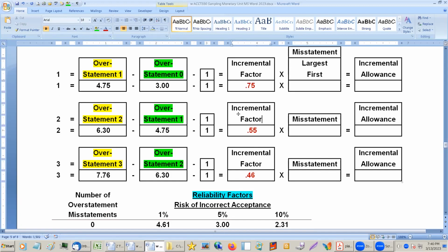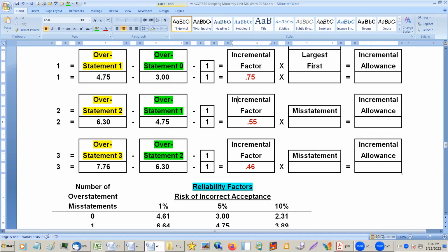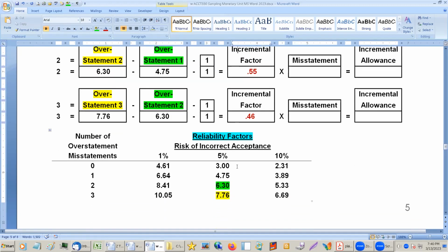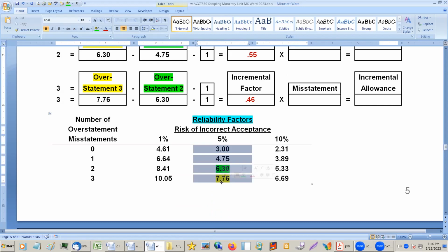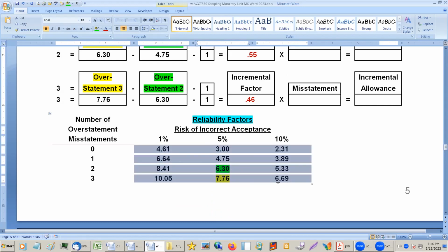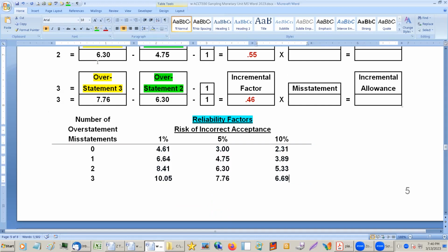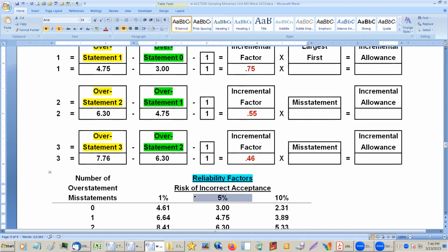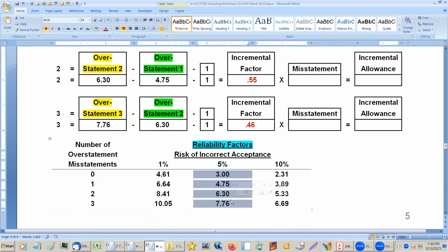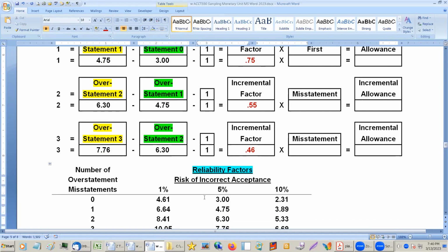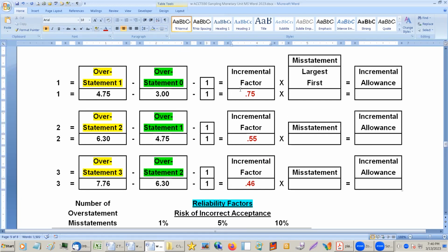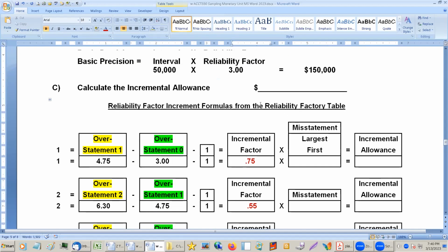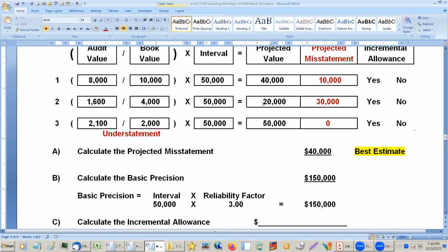Now, you're probably wondering, like I am every time I teach this, why don't they just make an incremental factor table? It would be very easy to do off of this table, and I've been tempted to do that myself. The only problem is, if this ever shows up on an exam, you have to know how to use this reliability factors table. So I'm showing it to you using this table, although it would be very easy to make another table that just had the incremental factors on it.